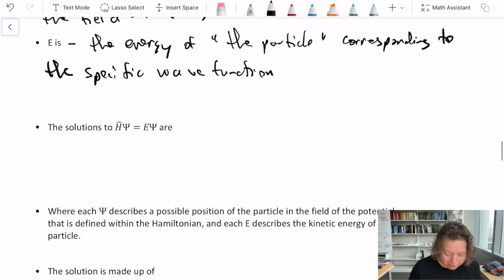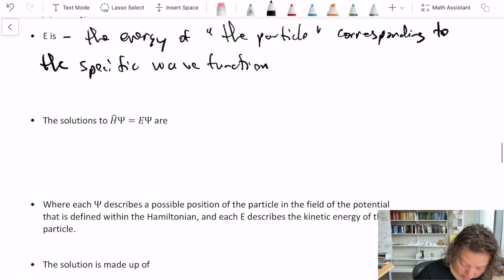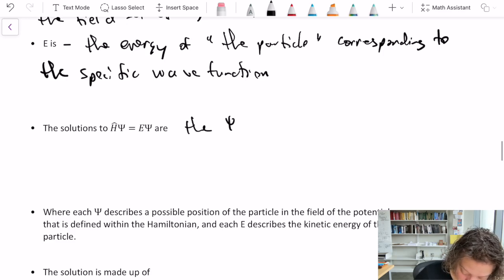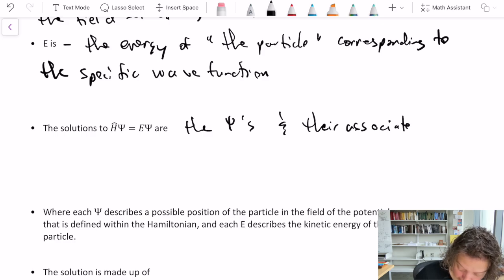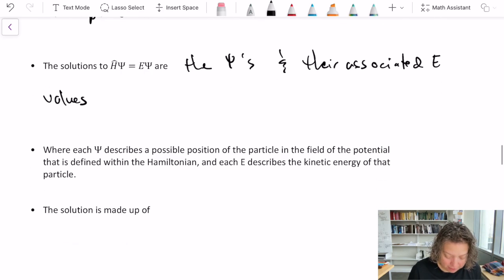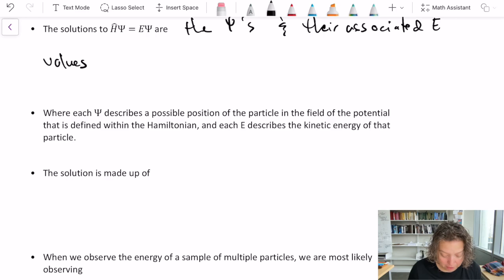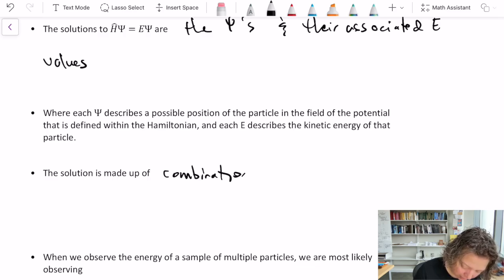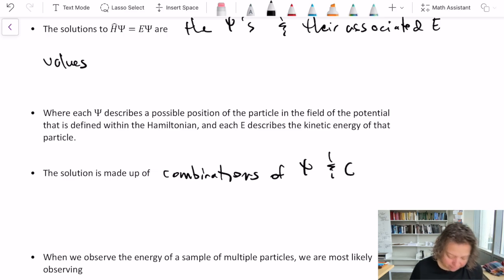Okay, so the solutions to Hψ = Eψ are the wave functions and their associated energy values, where each wave function describes a possible position of the particle in the field of the potential that is defined within the Hamiltonian, and each energy describes the kinetic energy of that particle for that wave function. So the solution is made up of combinations of psi and E.